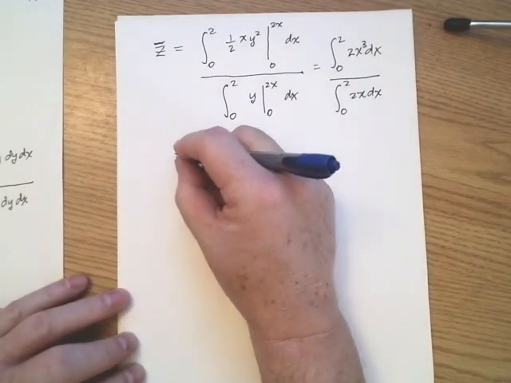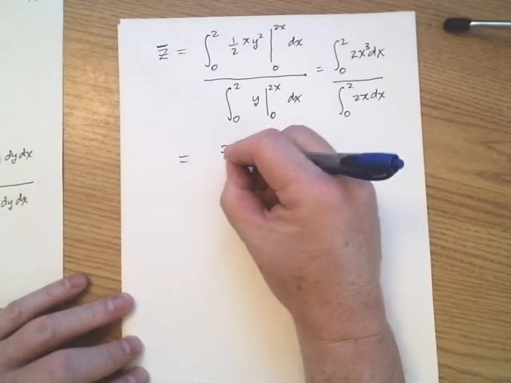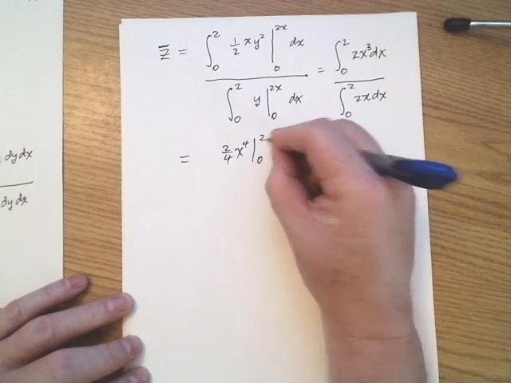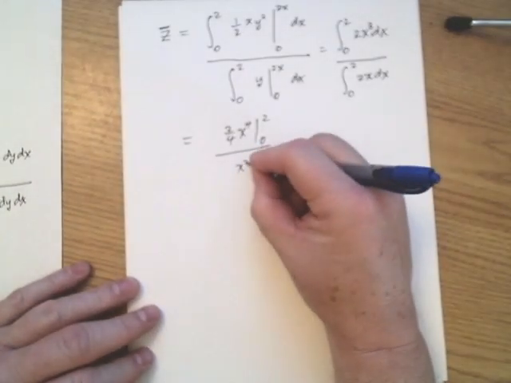Alrighty, let's keep going. This is easy, just use the power rule. 2/4 x to the 4th going from 0 to 2. That's upstairs. Downstairs we've got x squared going from 0 to 2.